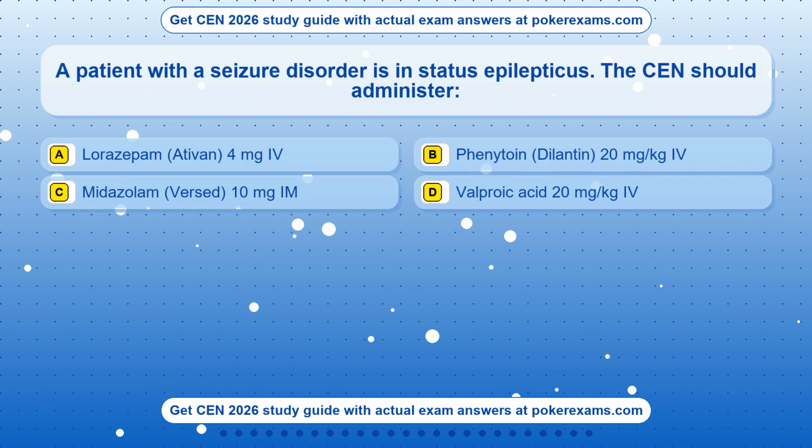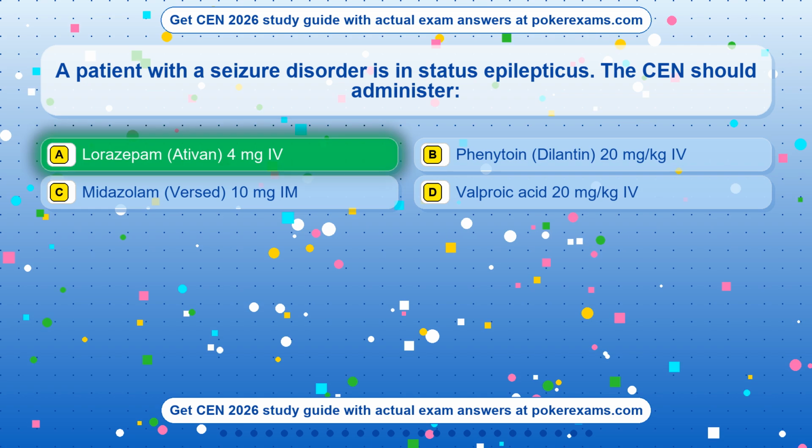Question 22. A patient with a seizure disorder is in status epilepticus. The CEN should administer: Option A, lorazepam, Ativan, 4 mg IV. Option B, phenytoin, Dilantin, 20 mg/kg IV. Option C, midazolam, Versed, 10 mg IM. Option D, valproic acid 20 mg/kg IV. The correct answer is option A. Lorazepam, Ativan, 4 mg IV.